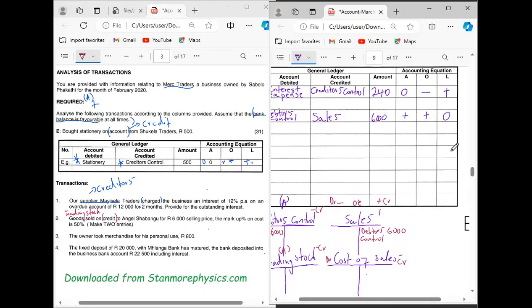And then we did not say anything about liabilities, so we put no entry, which is 0. We need to show this 0, guys, and it's very important, because it means that there's no entry. And then let's continue, guys.